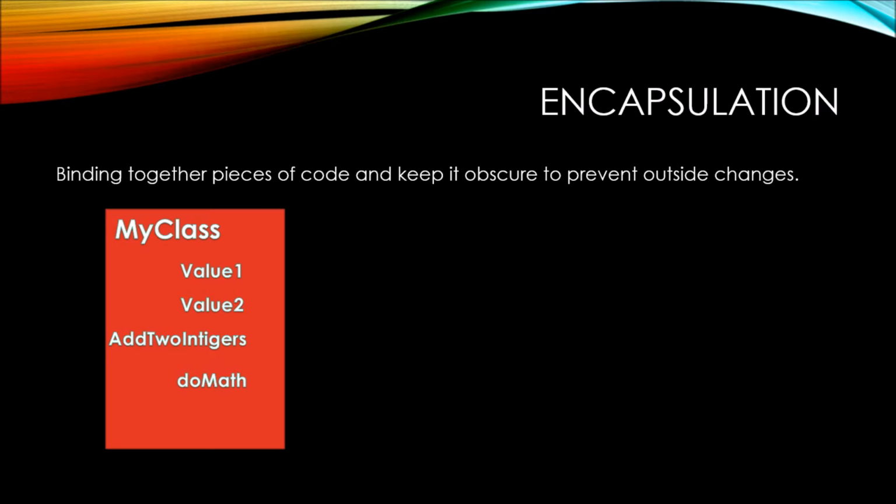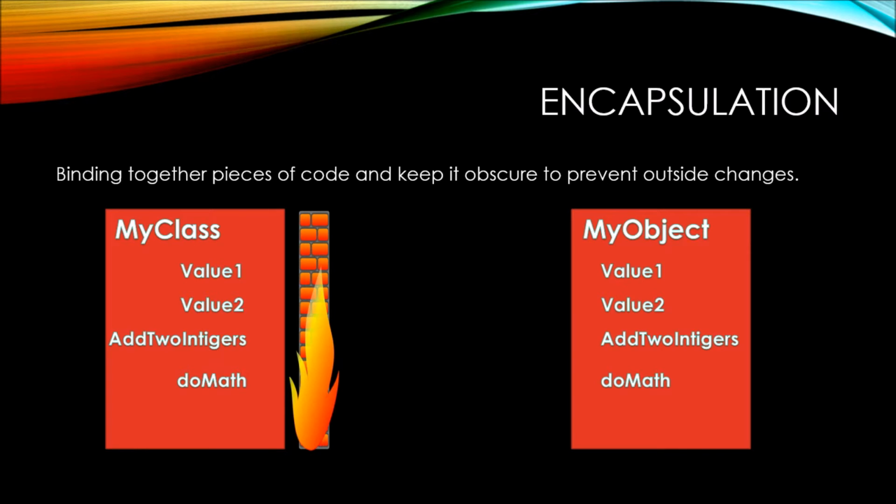You can think of encapsulation as a way of building a firewall around your class. This firewall prevents or allows different types of access to the various members of the class. The access to those members comes from the objects that you instantiate. When my object tries to access the property value1, it has both read and write ability because we're using both the get and set accessors.